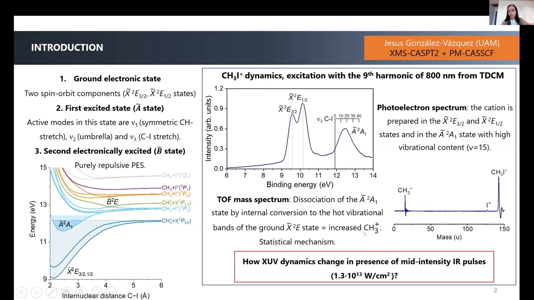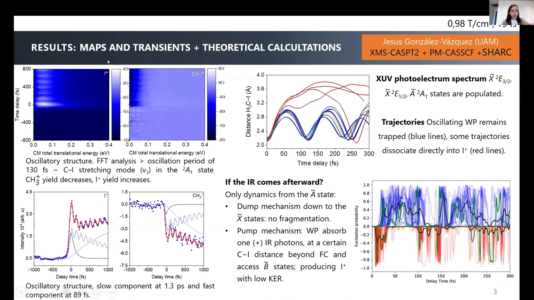But what happens if we time-delay mid-intensity infrared pulses afterwards? Well, here you can see the kinetic energy release maps for iodine plus and methyl plus cofragments. We can see a clear oscillatory structure at positive pump-probe delays. This oscillatory structure was analyzed by means of a fast Fourier transform analysis and revealed an oscillation period that is very close to the carbon-iodine stretching mode in the first excited state. In the case of methyl plus, the yield decreases, whereas the iodine plus yield increases.